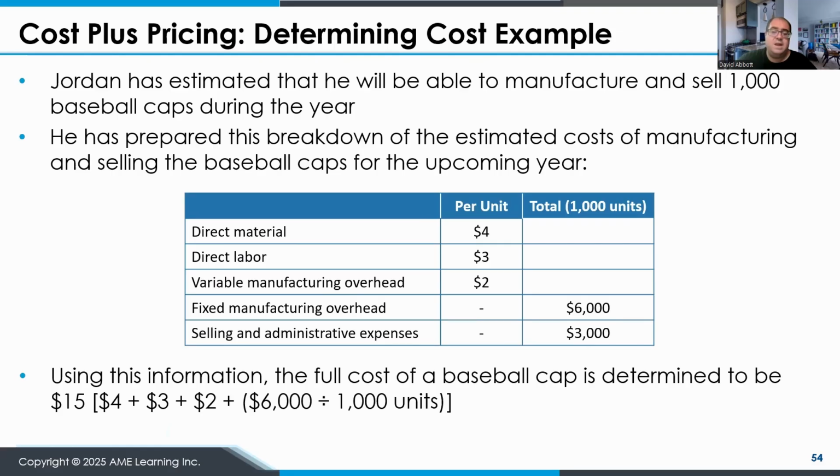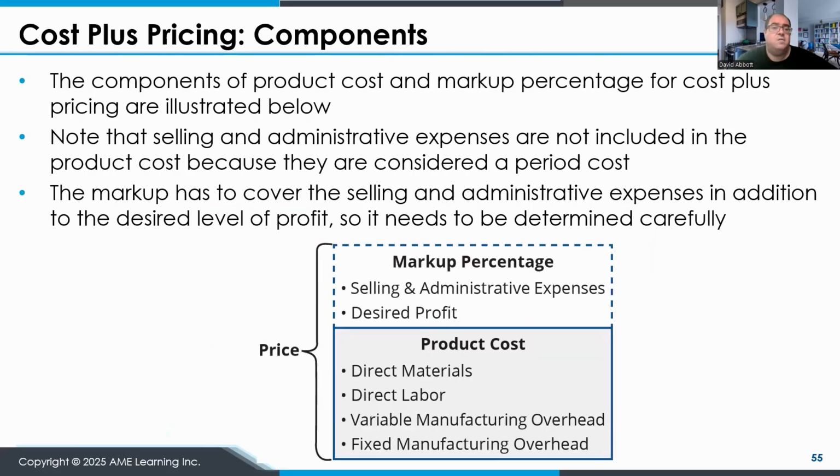But we're only interested in the actual product cost. So it would be the direct materials, direct labor, variable manufacturing overhead, and then our fixed manufacturing overhead. And so we could use this information to get the full cost of the baseball cap. So that's going to be the 4, the 3, and the 2, and then we add that to the 6,000 divided by 1,000 units. That gets us $15.